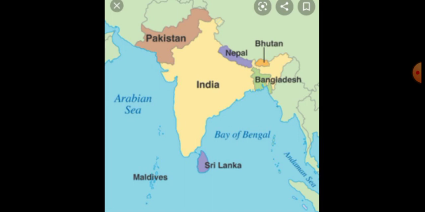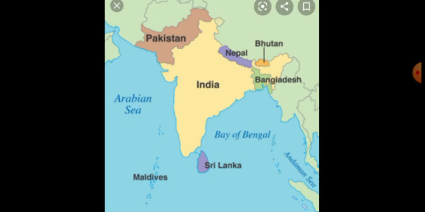Okay, then the third one is Jammu Kashmir. Jammu Kashmir is also known as heaven on earth. Why is Jammu Kashmir called heaven on earth? A variety of tourist places are there, and also we can enjoy boating, horse riding, fishing, snowfall, etc. So because of that, Jammu Kashmir is known as heaven on earth.